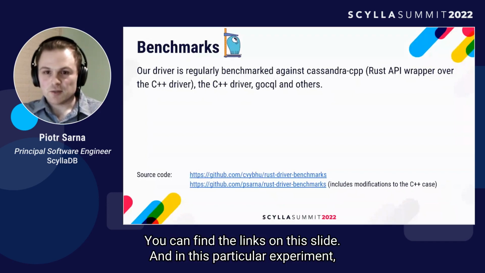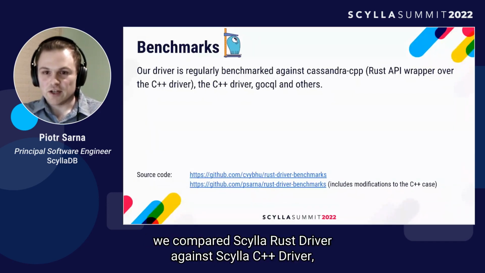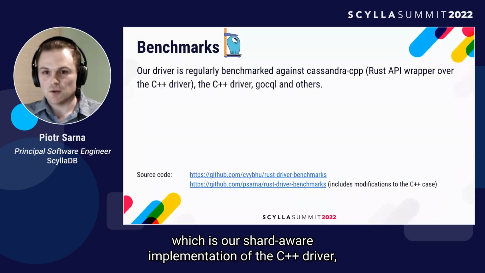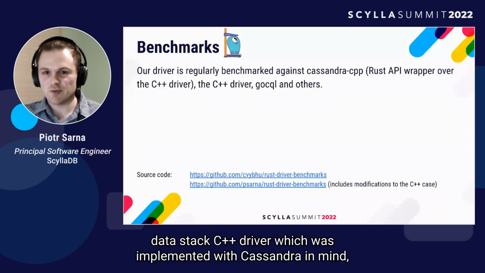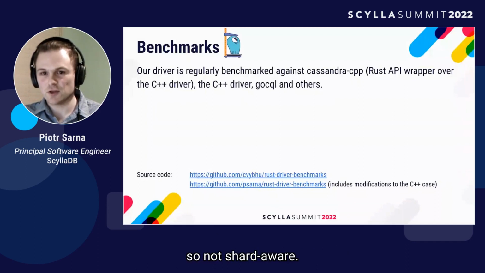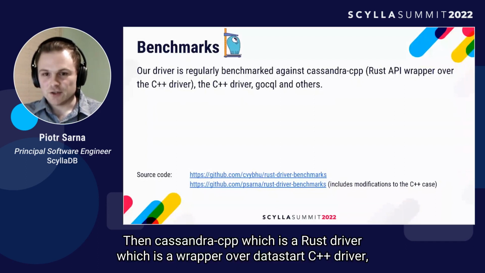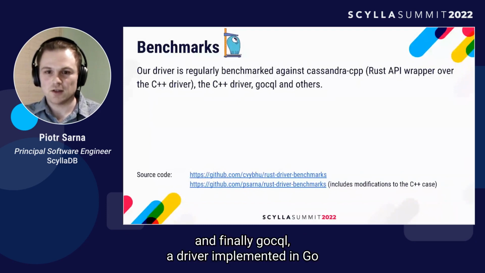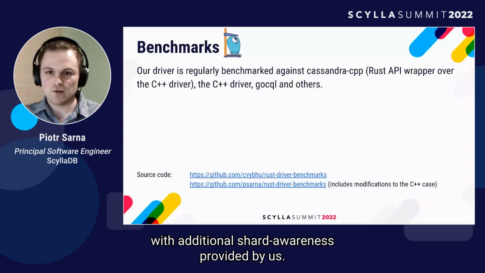And in this particular experiment, we compared Scylla Rust driver against Scylla C++ driver, which is our shard-aware implementation of the C++ driver, DataStax C++ driver, which is implemented with Cassandra in mind, so not shard-aware. Then Cassandra CPP, which is a Rust driver, which is a wrapper over DataStax's C++ driver. And finally, GoCQL, a driver implemented in Go with additional shard awareness provided by us.